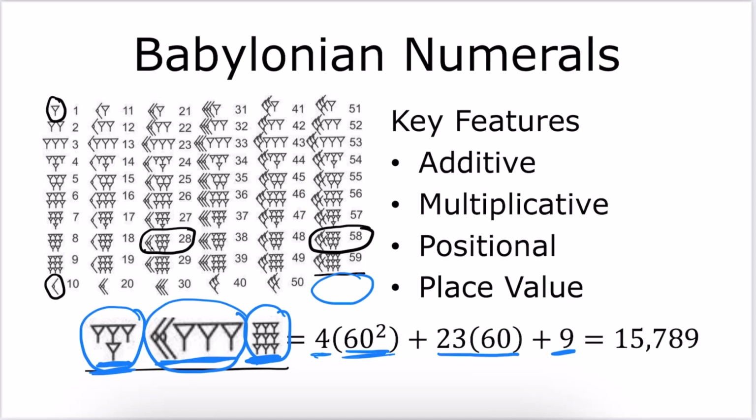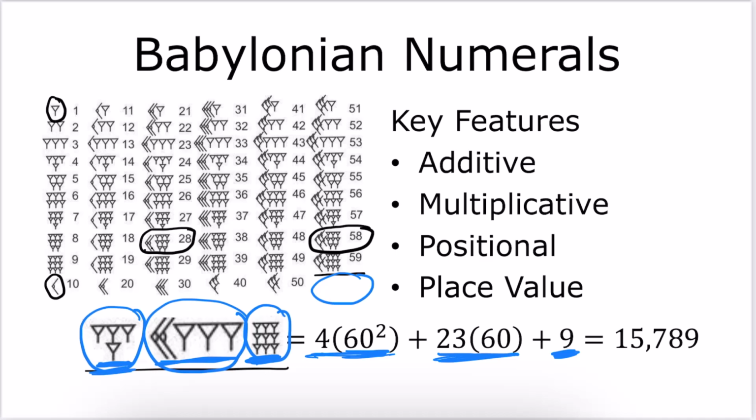Just like when we count up to 10, if you have 10 tens, then that's 100, or 10 hundreds is 1,000. So in Babylonian numerals, they would count up to 60 and then start over. And so if we were to convert Babylonian numerals into our modern day numerals, we would say, okay, well, we have 9 1s, we have 23 60s, and we have 4 groups of 60 60s, or 60 squared.